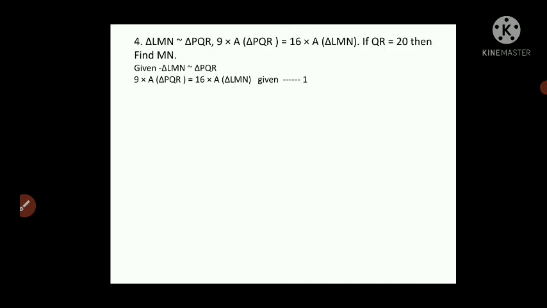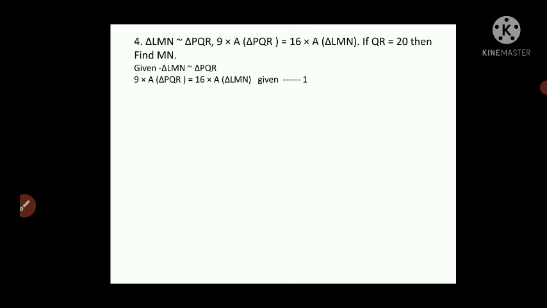Again it is given that triangle LMN is similar to triangle PQR, and 9 multiplied by area of triangle PQR will be equal to 16 multiplied by area of triangle LMN. Now here QR, the side for triangle PQR, is given 20, then you find MN. So first step will be what? We will write the given part, that is, given triangle LMN is similar to triangle PQR, and 9 multiplied by area of triangle PQR will be equal to 16 multiplied by area of triangle LMN.